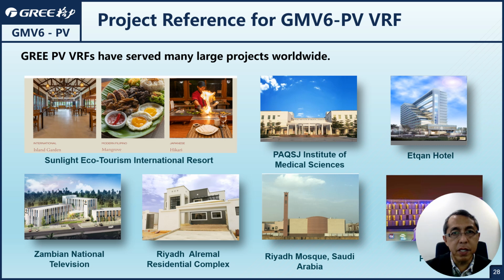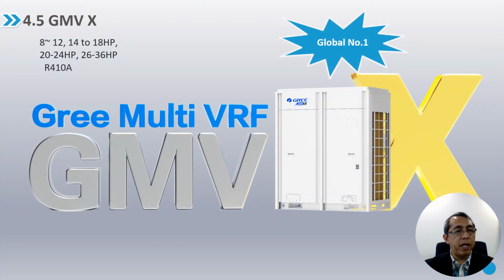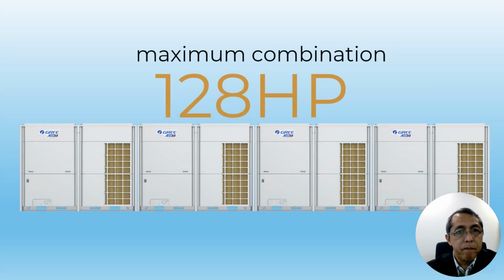Project reference for GMB6 PBBRF. Actually, we use this for a Japanese restaurant in Sunlight Ecotourism Resort, in some hotels, and a residential complex and mosque in Saudi Arabia. For the latest GMB, which is the X, we call it GMBX. You can do a combination of up to 128 horsepower.